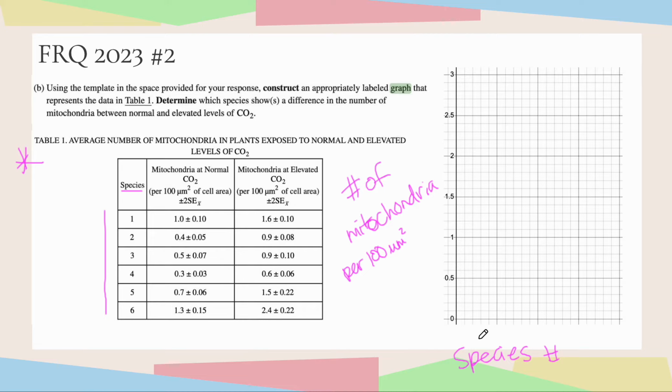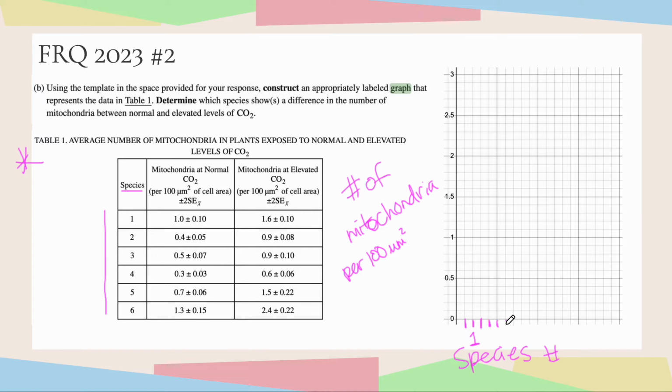So I think it's going to be appropriate to basically separate every species by 1 box. So I'm going to separate them out like that for species 1. On the left, this is going to be normal. On the right, this is going to be elevated. And then I'm going to skip a box.